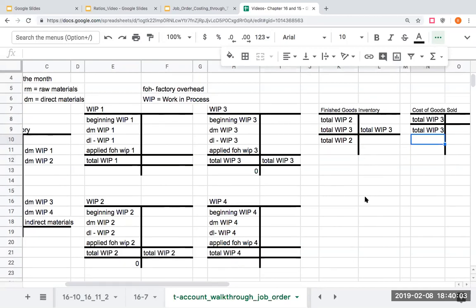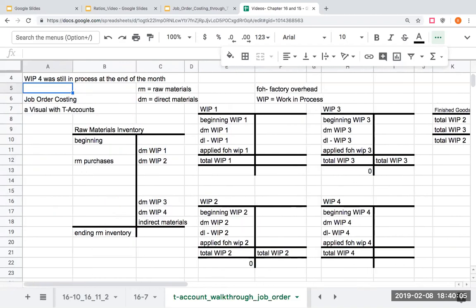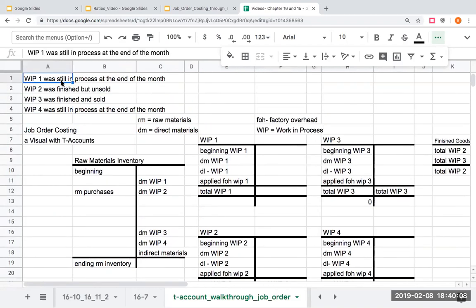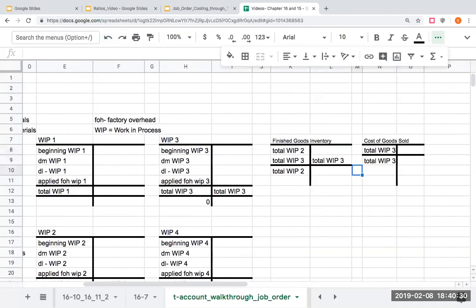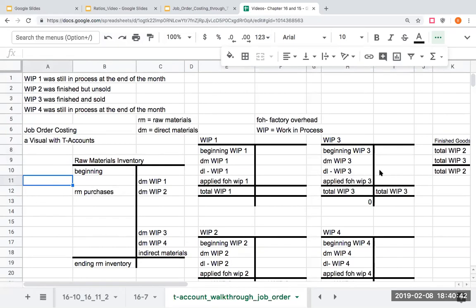So as we see over here, with this additional information we're going through and saying to ourselves, hey, work in process 1 was in process at the end of the month, as well as 4. So those are going to stay in WIP. Work in process 2 is finished, but it was unsold, so that's going to be in finished goods inventory. And work in process 3 was actually finished and we sold it. So I've got to take that to cost of goods sold. Okay, so that's where the flow of inventory is going, but we have an issue here.